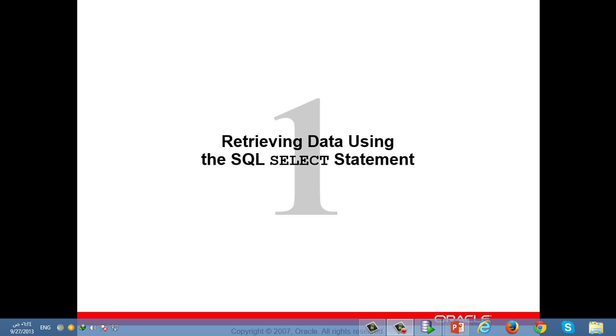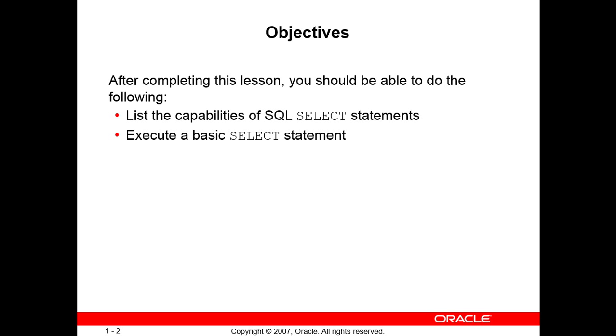Oracle SQL is divided into two parts. This is the first chapter of part 1. Retrieving data using the SQL SELECT statement. Objectives. After completing this lesson, you should be able to do the following. List the capabilities of SQL SELECT statements. Execute a basic SELECT statement.